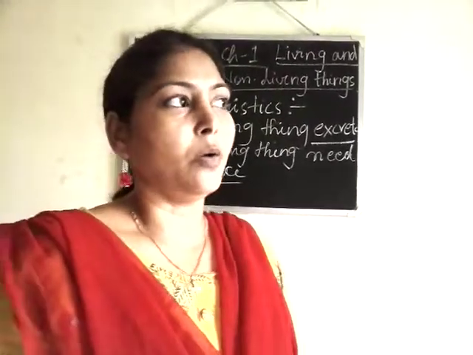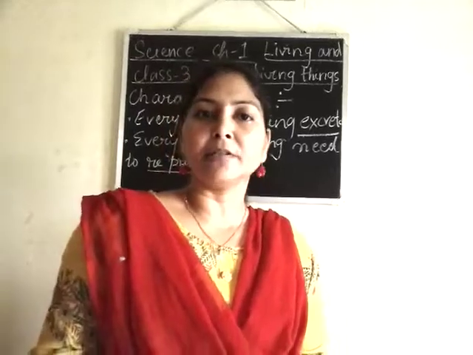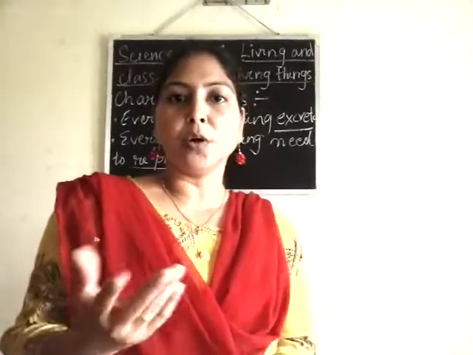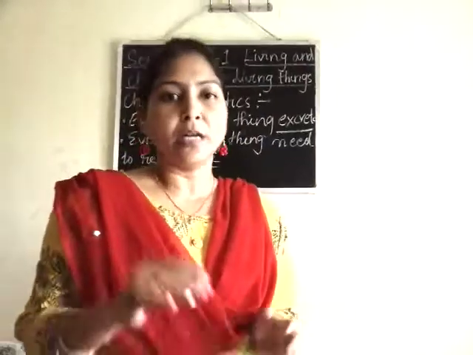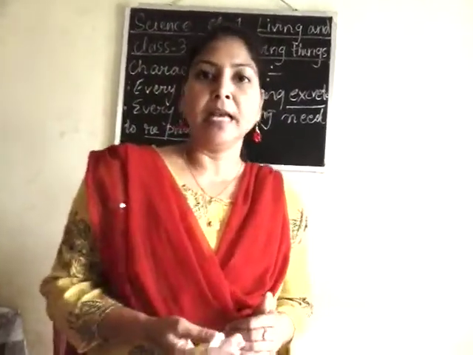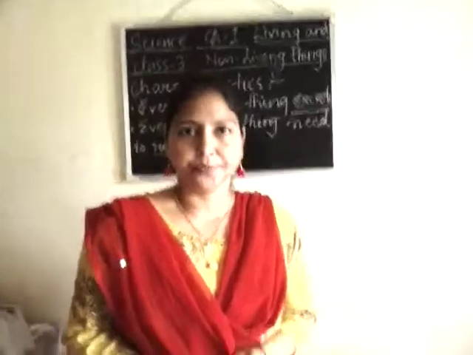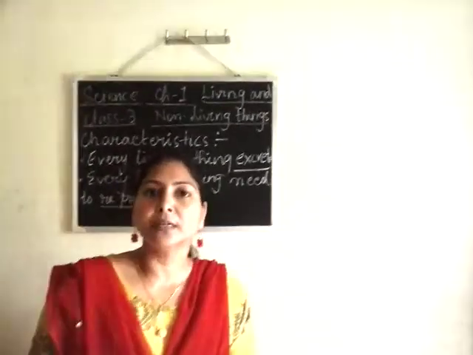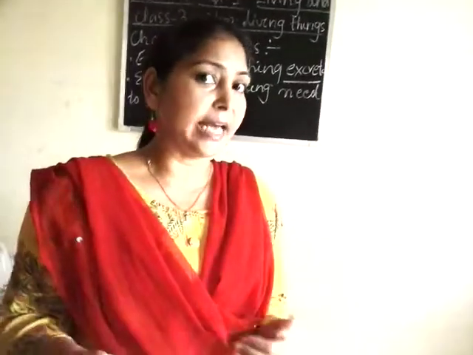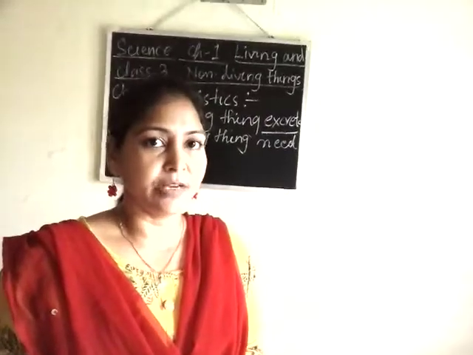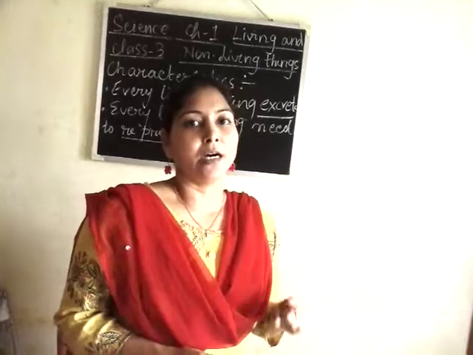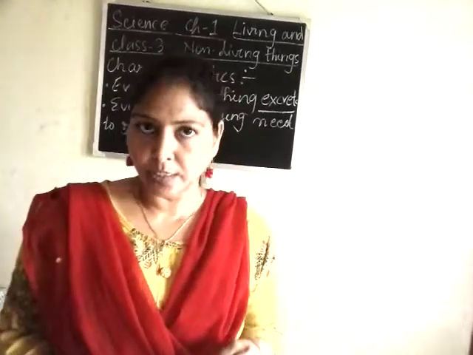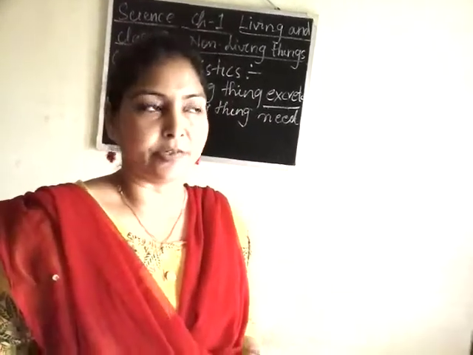Now, I think all the characteristics were not explained over there. So, I am going to take a recap of the characteristics which are explained and then we will move forward. What were the characteristics of living things we have explained? The first point was all living things need food and water to live. That was the first characteristic.